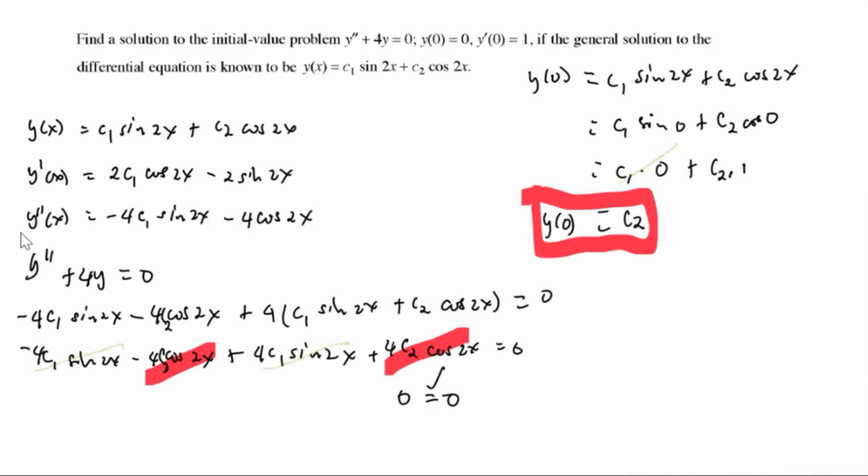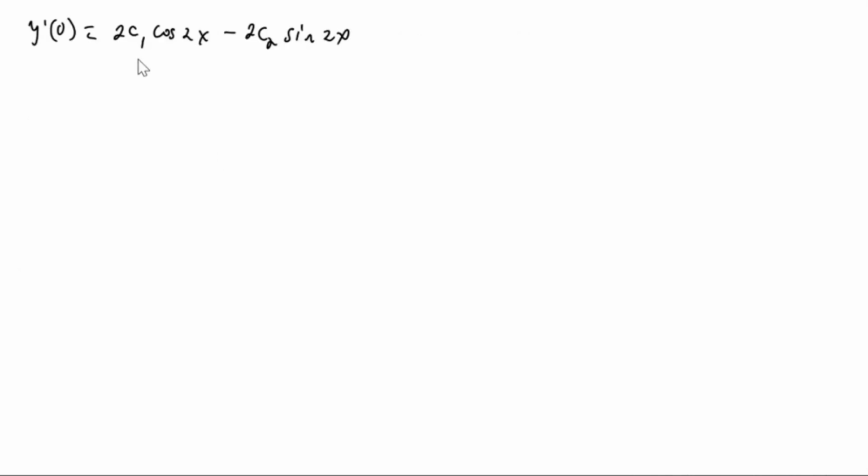To solve for c sub 1, we're going to use the other condition. We have y prime of 0 is equal to, so the first derivative is 2c sub 1 of cosine 2x minus 2c sub 2 of sine 2x. So let us check if that is correct. So y prime of x is 2c sub 1 of cosine 2x minus 2 sine 2x. So that is what I am writing here.